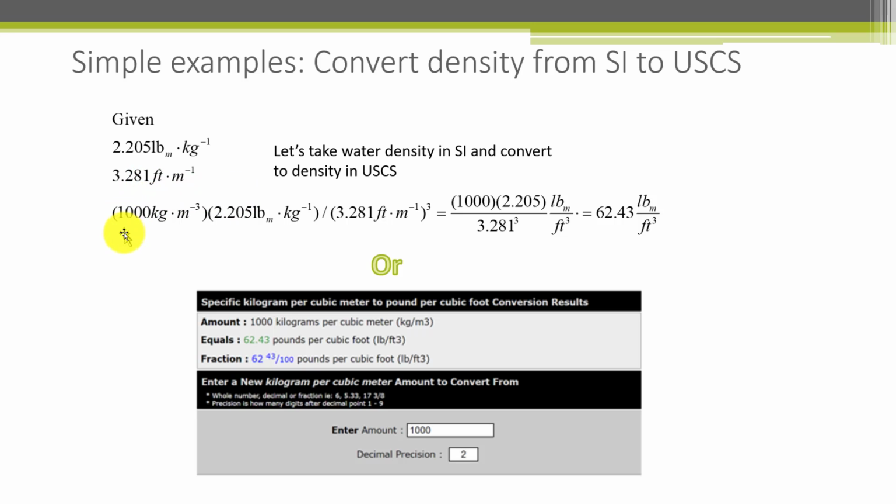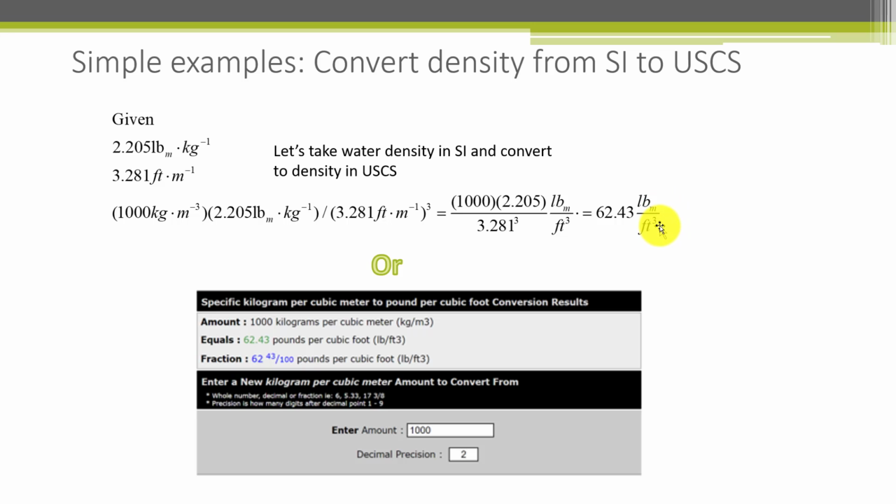Then you could take water, which has a density of 1,000 kilograms per cubic meter, multiply it by a conversion for pounds from kilograms, or 2.2 pounds mass per kilogram. The kilograms will cancel out, and then you divide by 3.281 feet per meter, but you have to cube this because meters is in cubes. When you do that, you end up with 62.43 pounds mass per cubic foot.